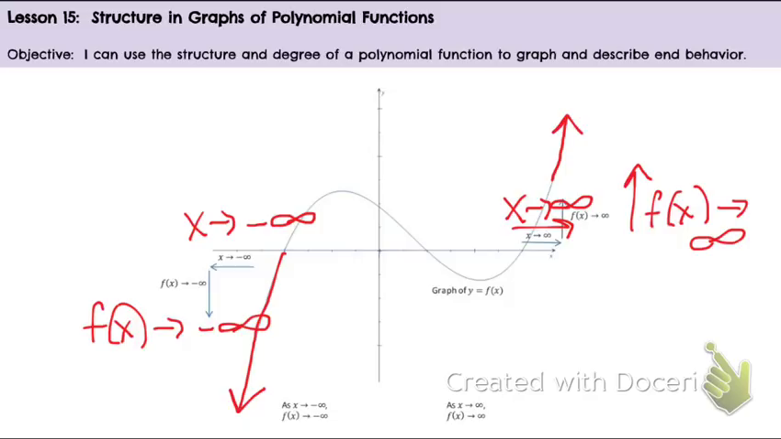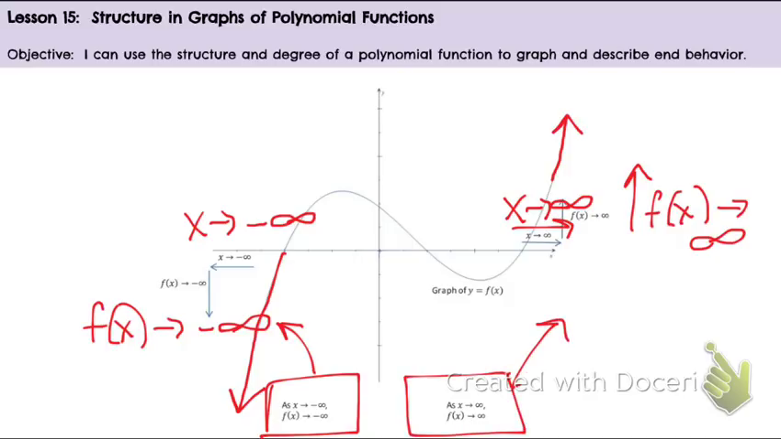Make sure you have those boxes written in on your paper. At the very bottom, this one is basically just those two things right there. As x goes to negative infinity, f of x goes to negative infinity. And this box is the same as these right here. As x goes to positive infinity, f of x, or the function, moves also towards positive infinity.